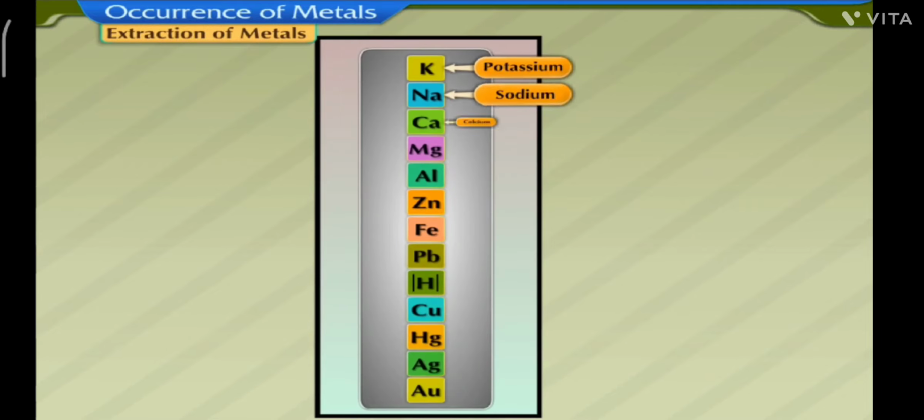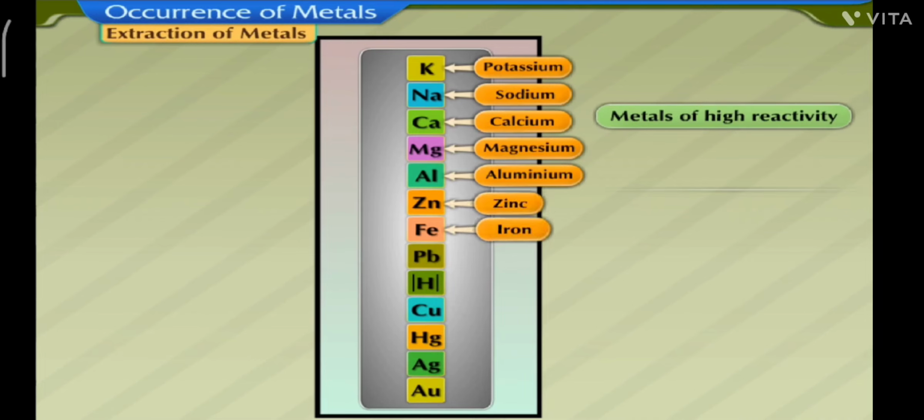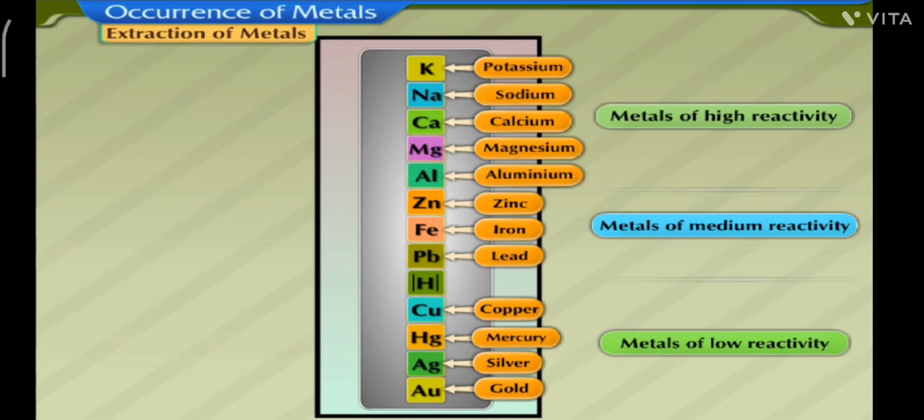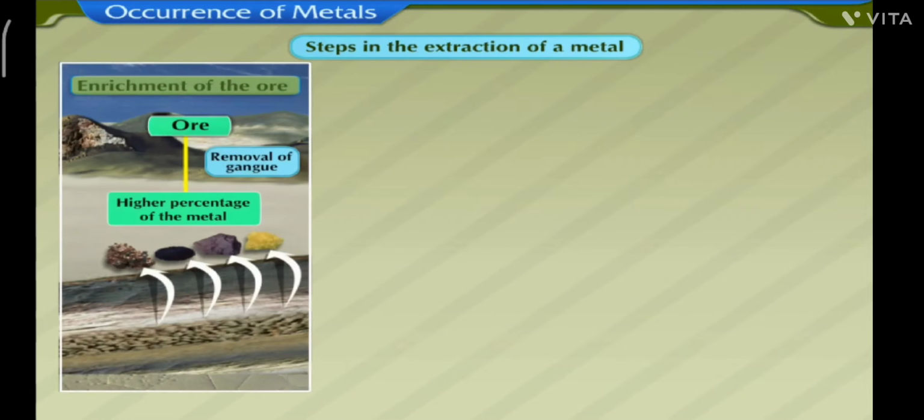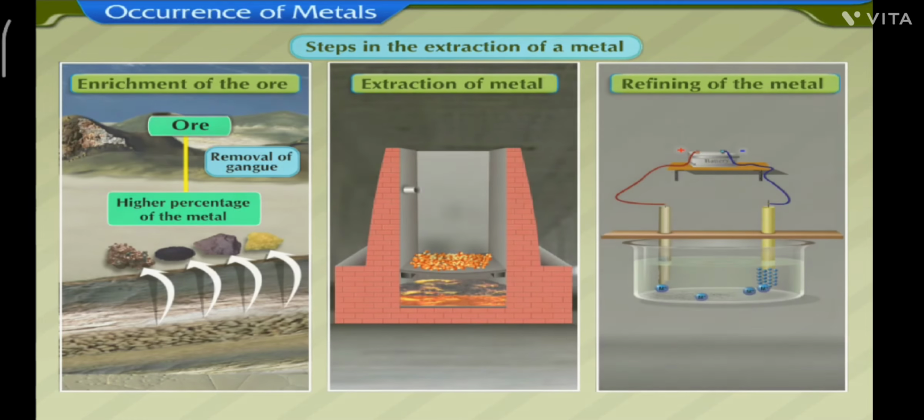Extraction of metals. Metals like potassium, sodium, calcium, magnesium, and aluminium are highly reactive, so they are placed at the top of the activity series. Zinc, iron, and lead are metals of medium reactivity, and copper, mercury, silver, and gold are the least reactive metals. The steps in the extraction of a metal from its ore are enrichment of the ore, followed by the actual extraction of the metal, and finally refining of the metal.